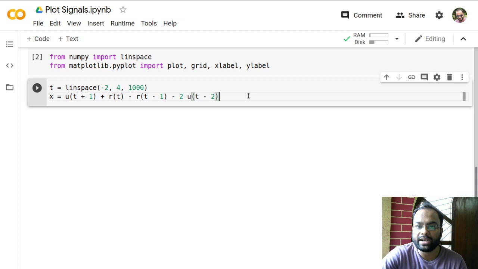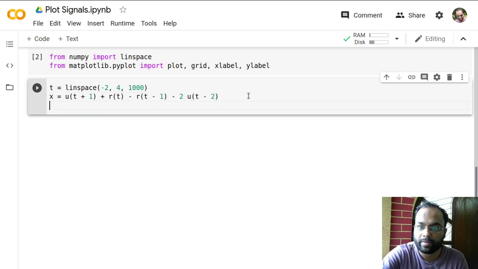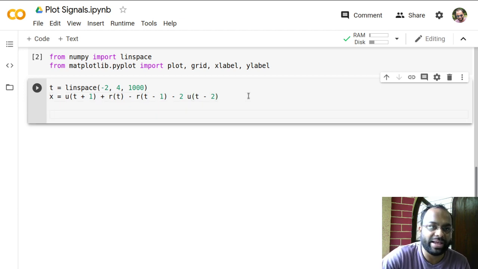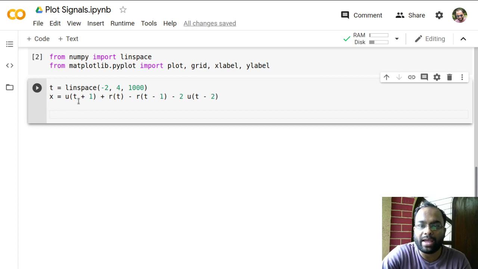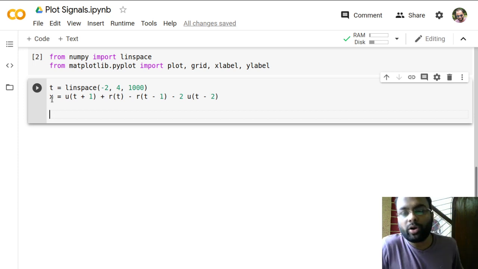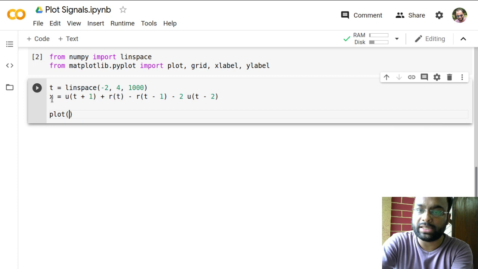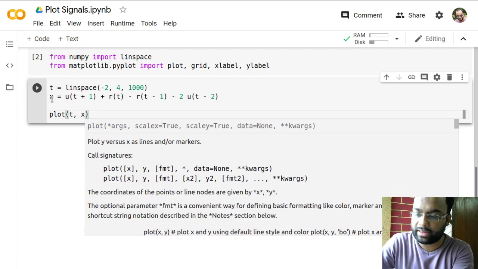So you have just created x, right? So we have t and we have x. So we have the independent variable and the dependent variable. So time and the signal, right? This is x, the signal, right? So in order to plot this, all you have to do is say plot t comma x.